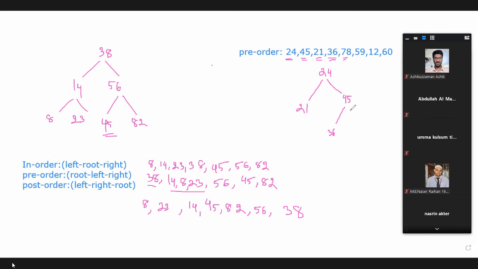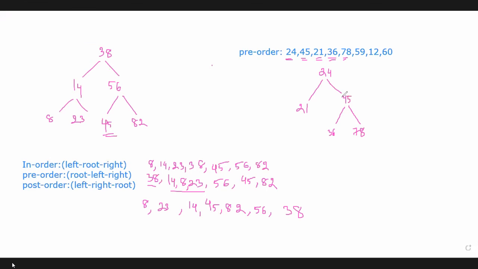78 is greater than 45. So we can add it in the right subtree of 45. So 78 is the right child of 45. Now the next node is 59. Is it less than 24? No. So we can add it in the right subtree.